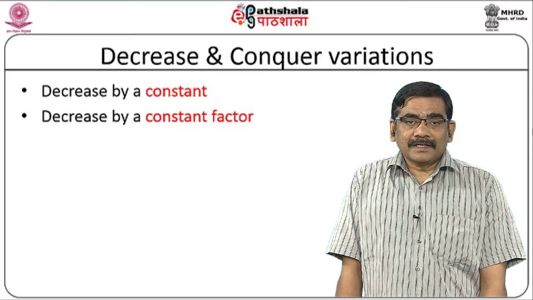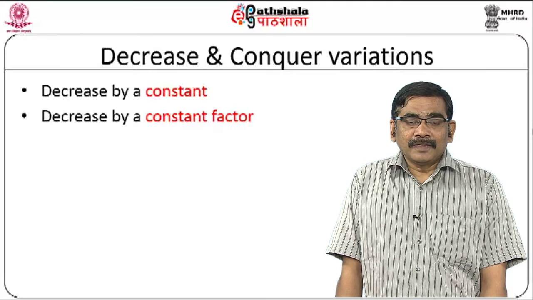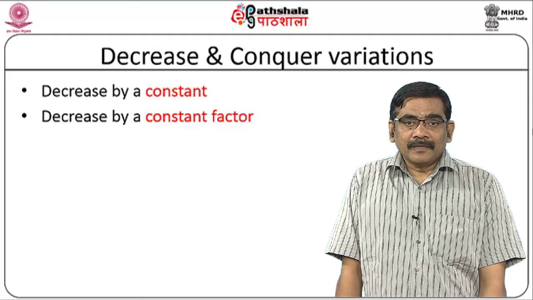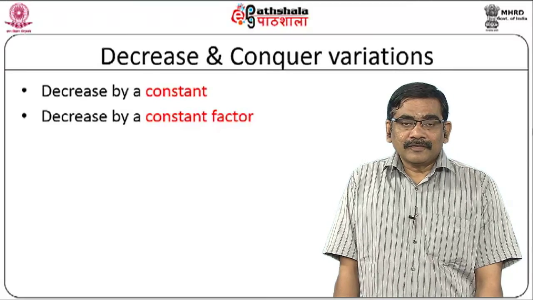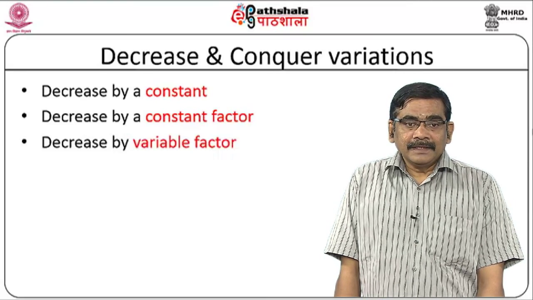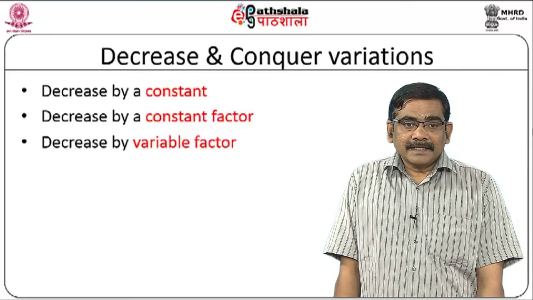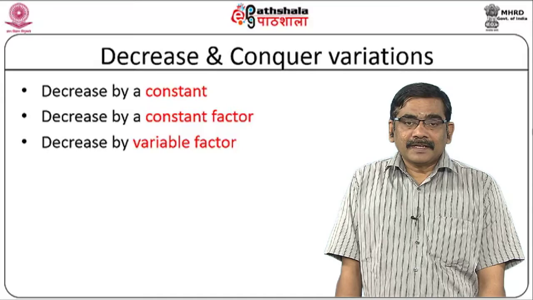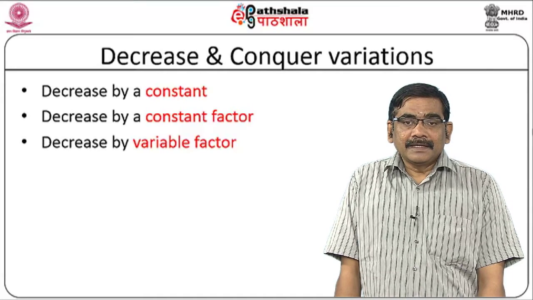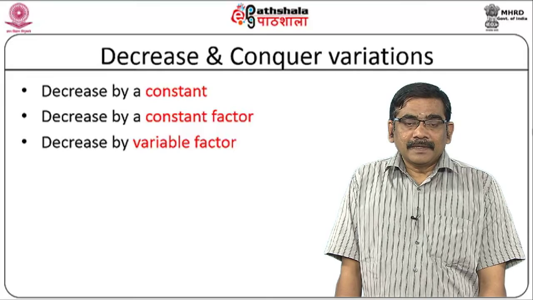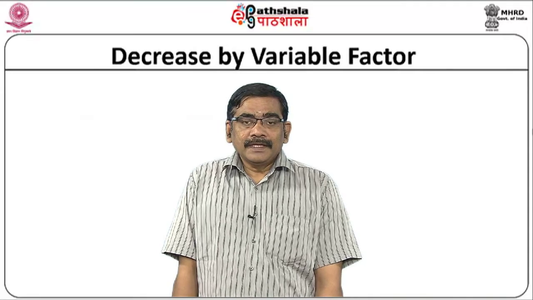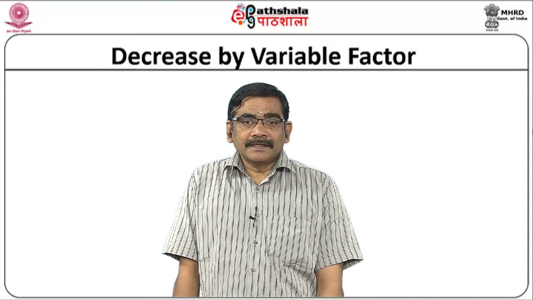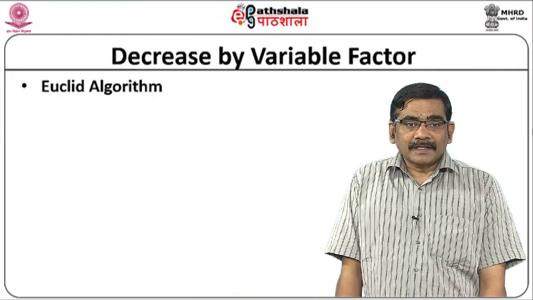Then decrease by constant factor algorithms like binary search, where we have seen that the search space is reduced by a constant factor. Then the last category is called decrease by variable factor, where the decreasing amount varies and depends on the nature of the problem. So, in this module we are primarily going to take this decrease by variable factor category.